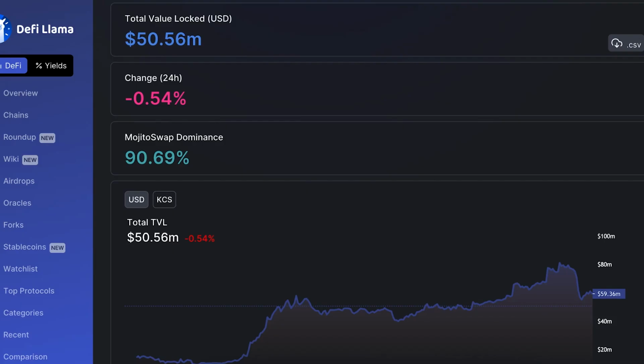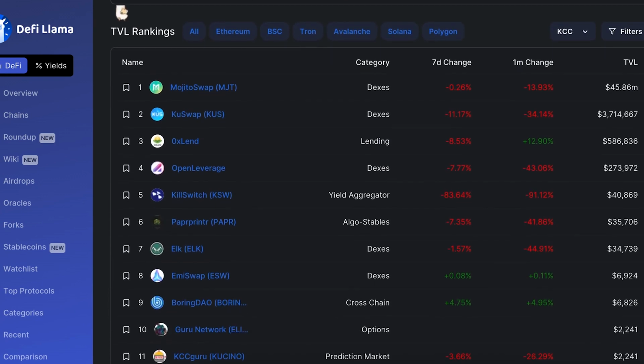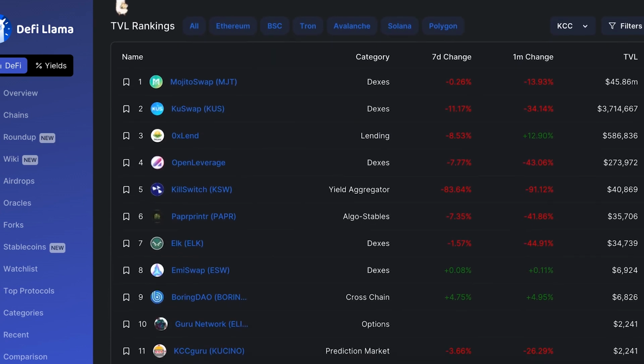In the last year, the platform has seen the total value locked, or TVL, in its DeFi protocol swell from just $0 to over $76 million at its peak. The vast majority of this TVL is associated with MojitoSwap, which has an impressive dominance of more than 86%. Other dApps on KCC Chain currently have a TVL of under $1 million.